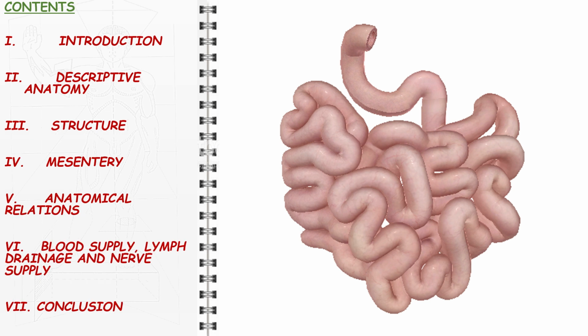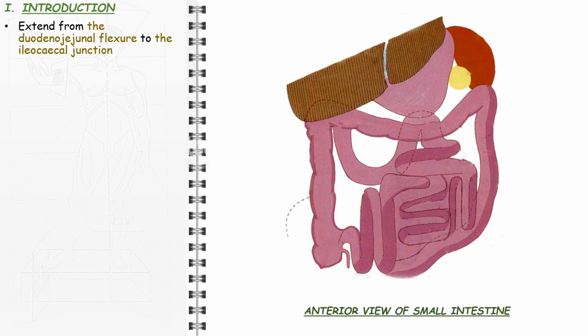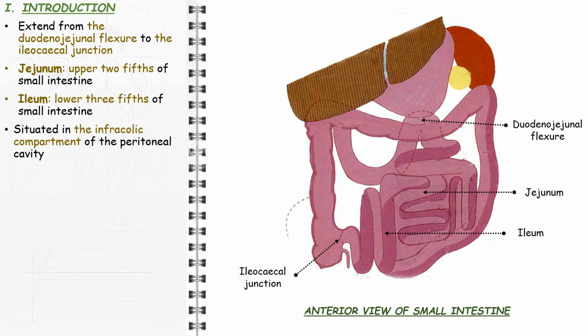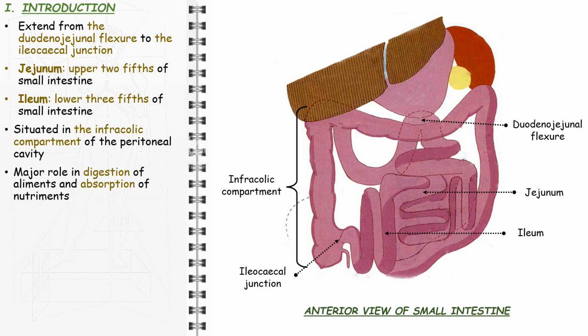before summarizing. The jejunum and ileum extend from the duodenojejunal flexure to the ileocecal junction. The jejunum constitutes the upper 2/5 of the small intestine and the ileum the lower 3/5. They are situated in the infracolic compartment of the peritoneal cavity and play a major role in digestion of aliments and absorption of nutriments. They both belong to the midgut and represent the mobile portion of the intestine.